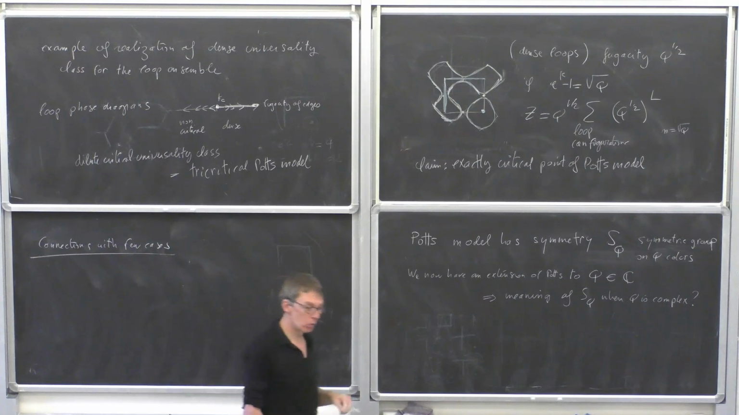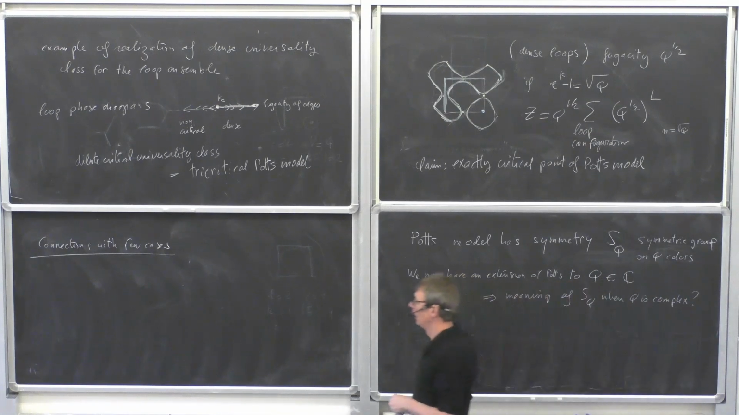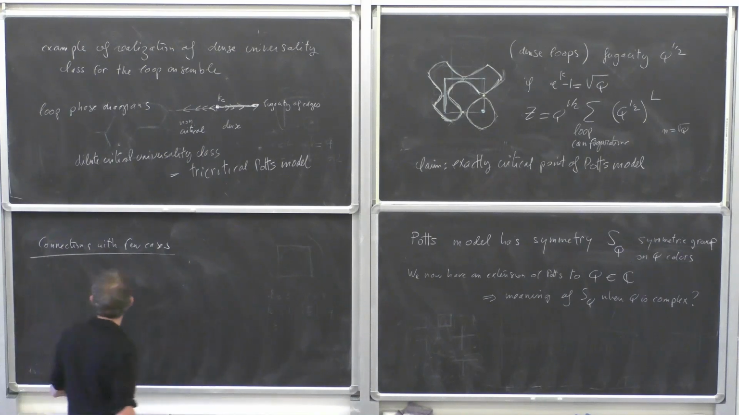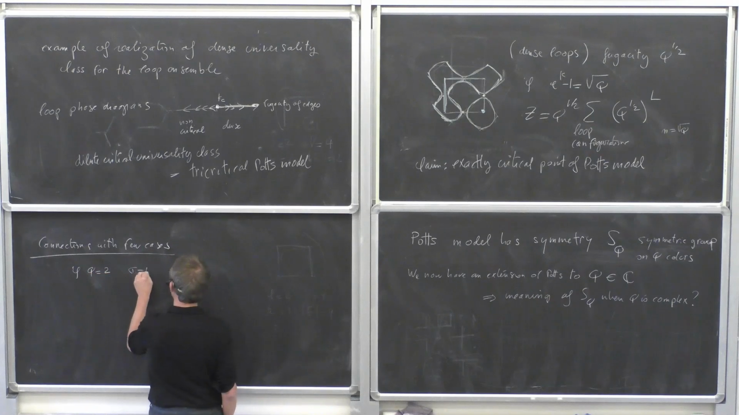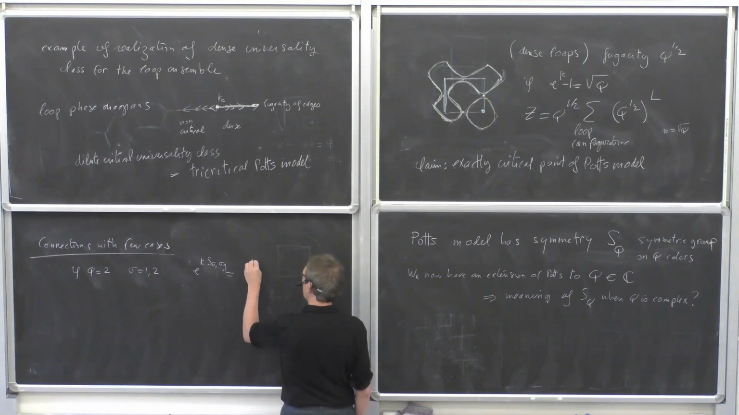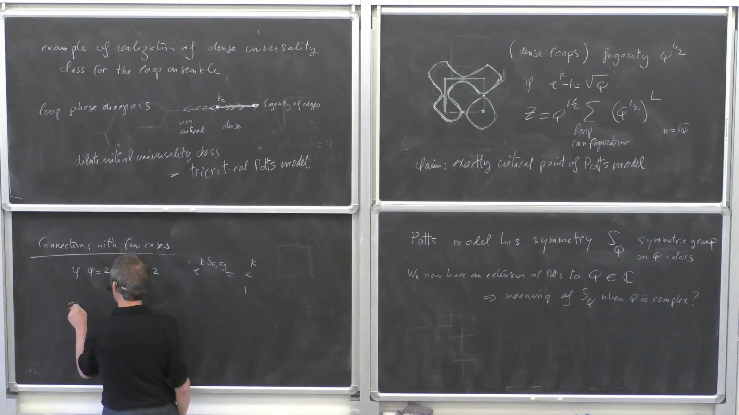Well, first of all, if Q were equal to 2, the Potts model with 2 colors is nothing else but the Ising model. Well, if Q is equal to 2, sigma is equal to 1 or 2, e to the k delta sigma i sigma j is equal to e to the k if the two spins are equal, and it's equal to 1 otherwise. This is just like the Ising model. Same as Ising.